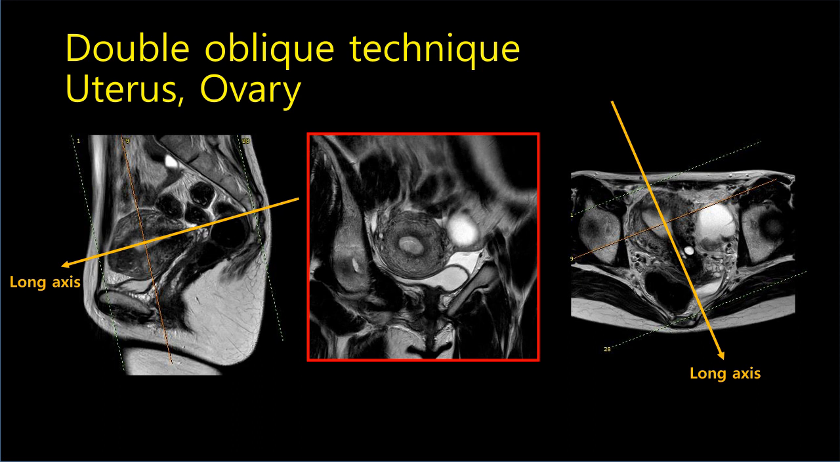In the case of this patient, there is a lesion in the ovary. Obtain an image by adjusting the angle of the position block once in the sagittal, and once in the axial with respect to the long axis of the uterus.